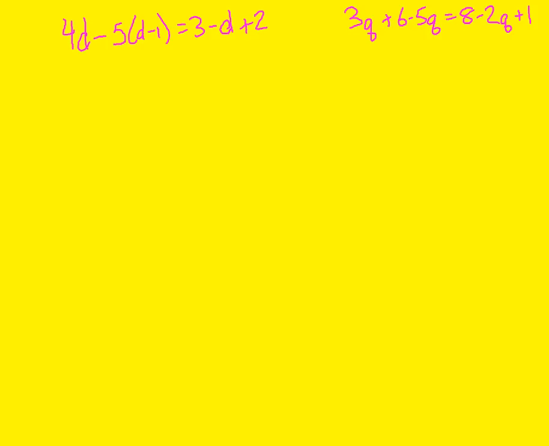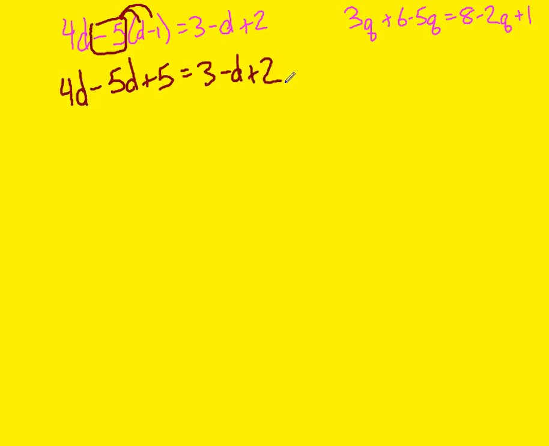Okay, here's a couple more that add into it some of the concepts we did in the last one. What I'm going to have to do first is try to simplify. I have a negative 5 here that's going to have to get distributed into this equation. So 4d didn't change, but when I multiply negative 5 by d, I will get negative 5d. And when I multiply negative 5 by negative 1, I'll get positive 5. Now I'm going to keep the right-hand side the same for now.